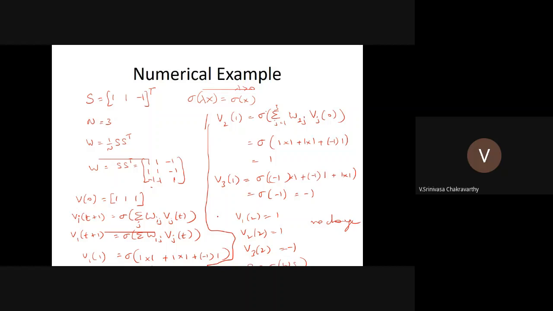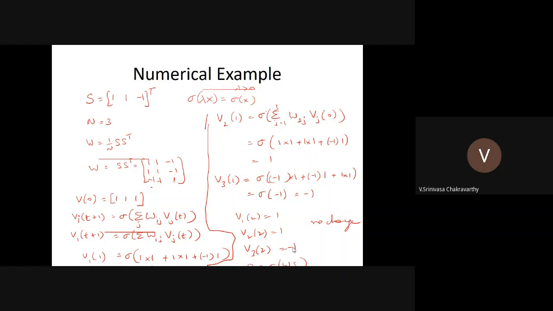So you see that we started from a distorted version of the pattern. The original pattern is 1, 1, minus 1. We have taken a distorted version, which is 1, 1, 1. As you do this iteration, it landed in the perfect pattern. I've taken a very simple example so that it becomes intuitively clear how this network works.